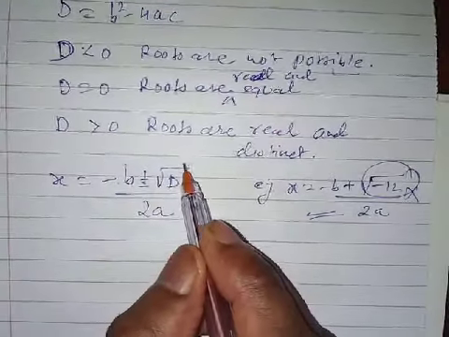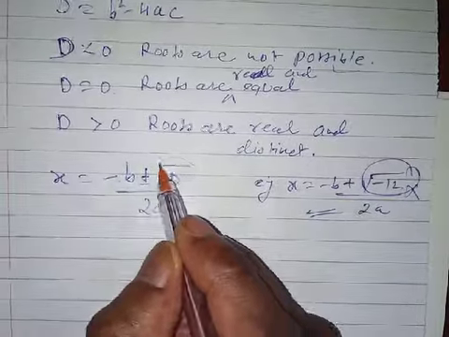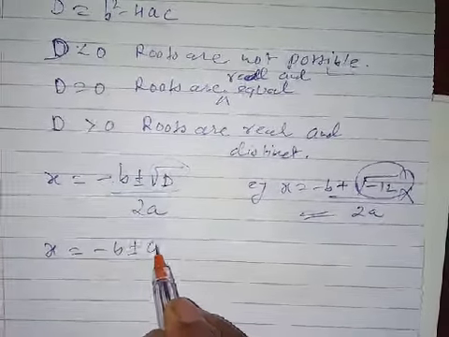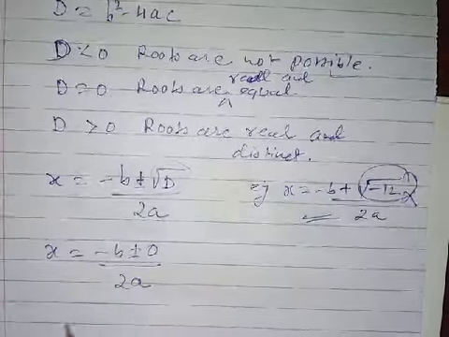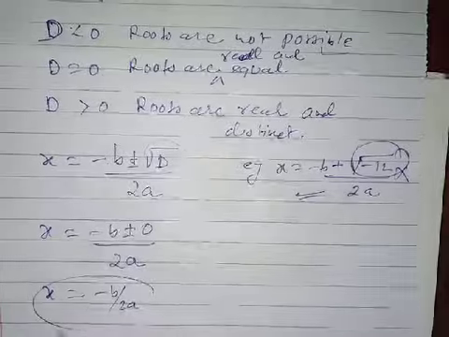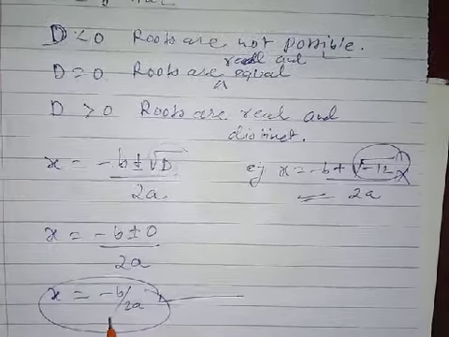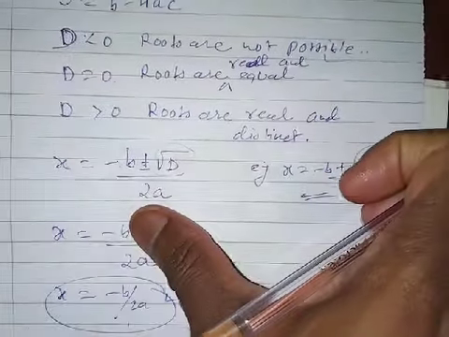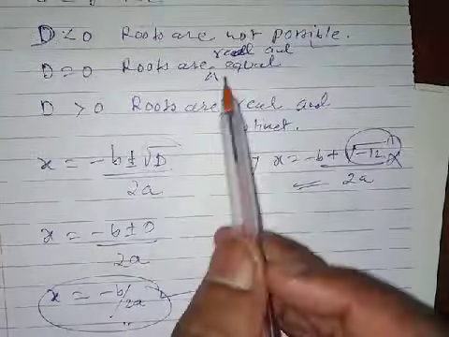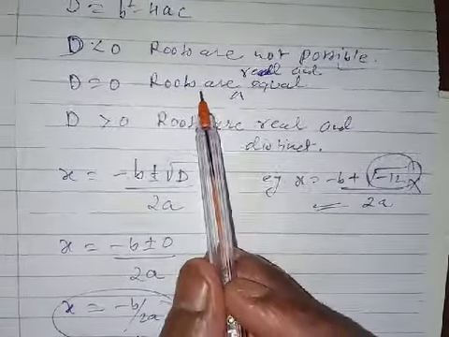How? When the D becomes 0, put 0 here. So x will be equal to minus b plus minus 0 upon 2a, or what we can say, x is equal to minus b upon 2a. So therefore both the roots alpha and beta, this will become 0.